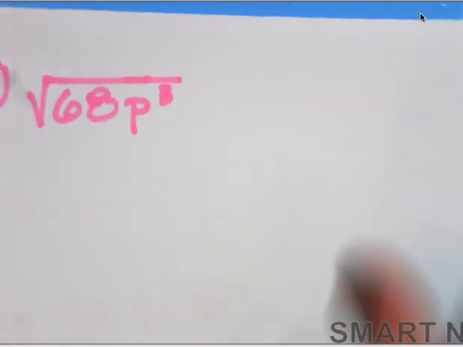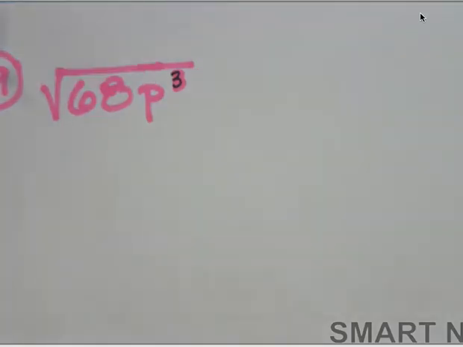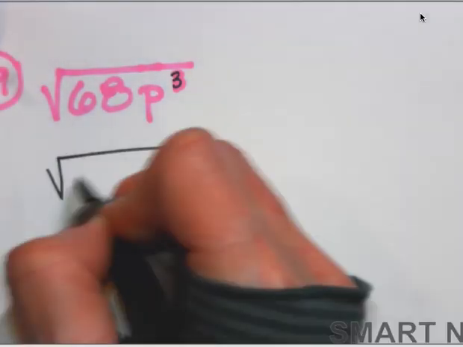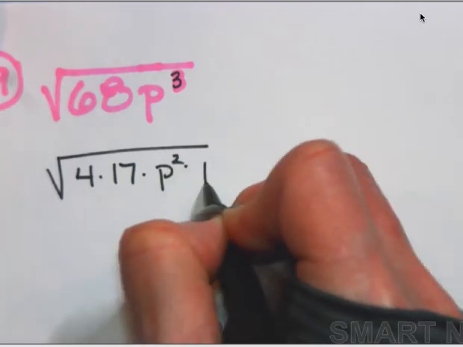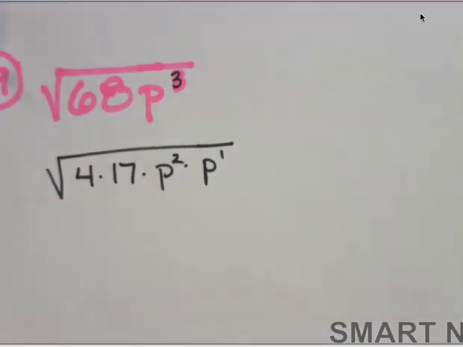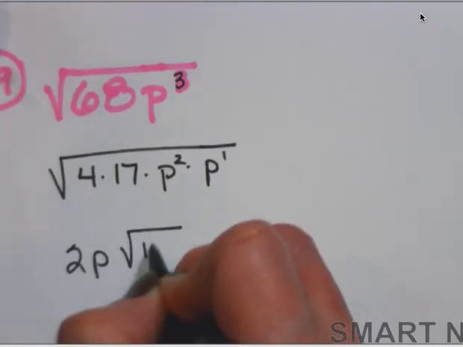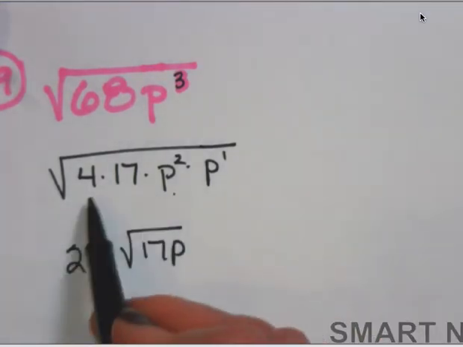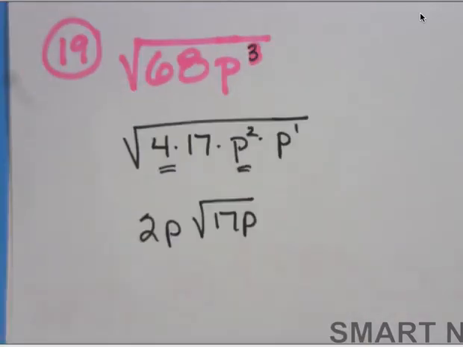Let's move on and look at number 19. So number 19 is 68, and that's p cubed. That's a non-perfect square. And 68 is 4 times 17. So I've got 4 times 17, p squared, p to the first. So this is going to simplify as 2p and then radical 17p. Perfect square, perfect square, perfect square, non-perfect portions stay underneath the radical.